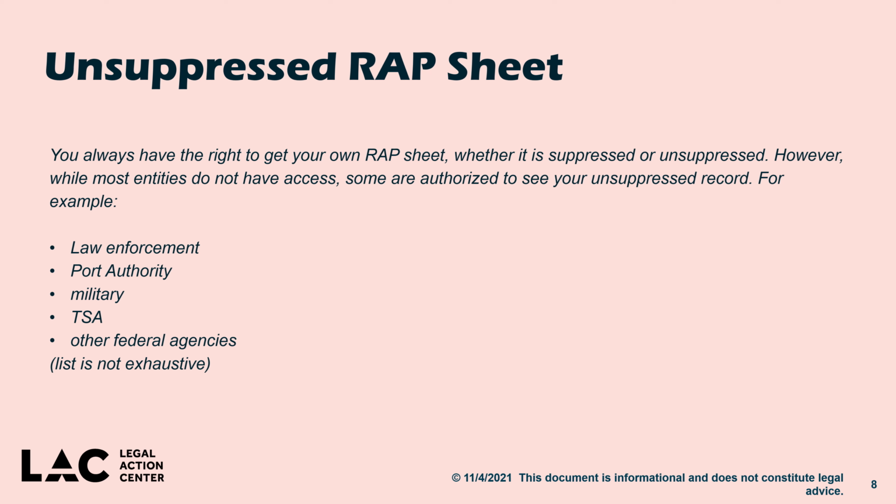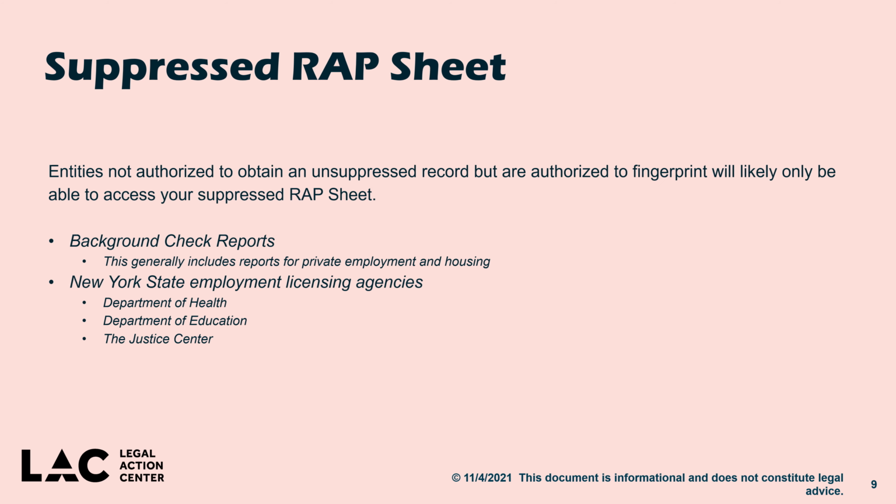While most entities should not have access, some are authorized to see your unsuppressed rap sheet, including law enforcement, the New York, New Jersey Port Authority, the military, TSA, and other federal agencies. Entities not authorized to obtain an unsuppressed rap sheet, but authorized to conduct fingerprint-based background checks, should only be able to access your suppressed rap sheet. Some of these agencies include New York State employment licensing and credentialing agencies such as the New York State Department of Health, the New York State Department of Education, and the Justice Center. If you are interested in getting your New York State rap sheet, or you're just not sure what version you should obtain, please do contact Legal Action Center to connect with a paralegal.